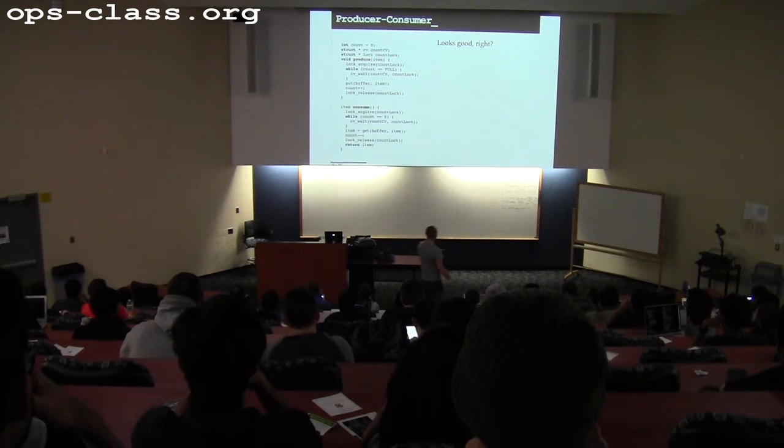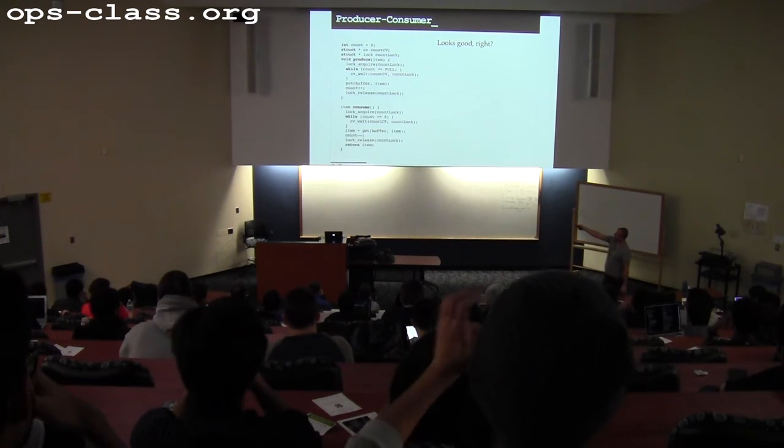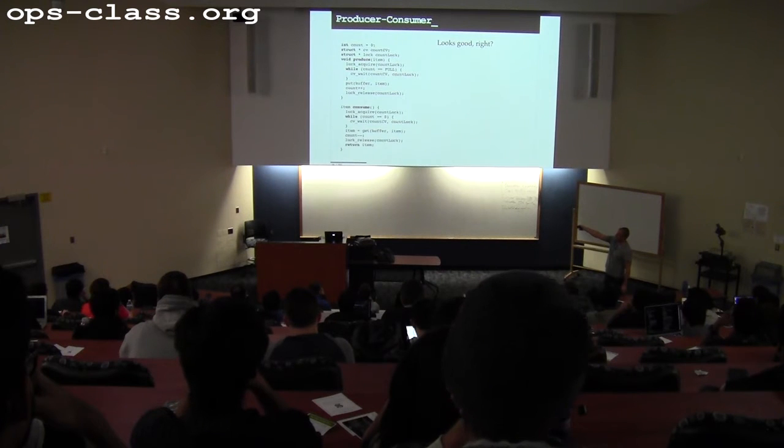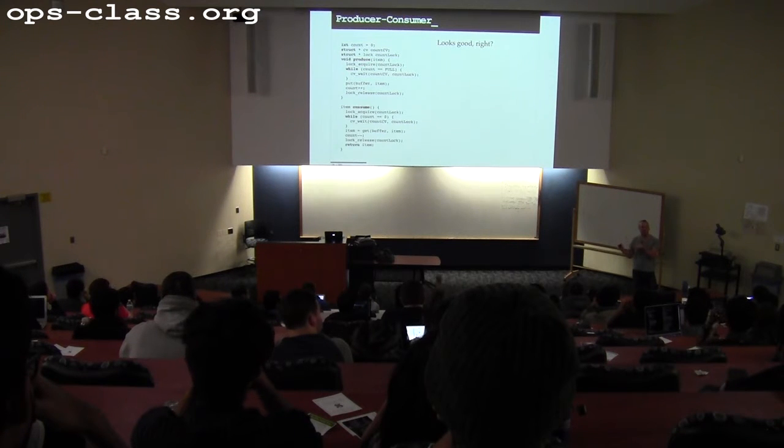I kind of understand this code, right? I acquired a lock here in the producer. I check the count. I call wait. Why is it safe to wake up and check the count again in this while loop? Yeah, so what does CV wait do to the lock? Why am I passing a lock to CV wait? What is CV wait going to do with the lock? Nothing. I don't know.